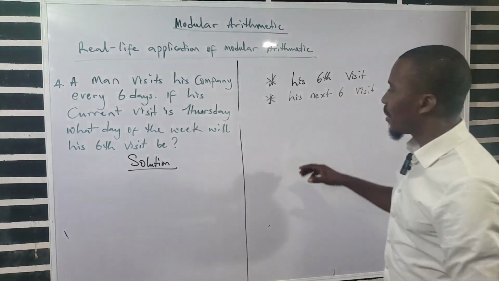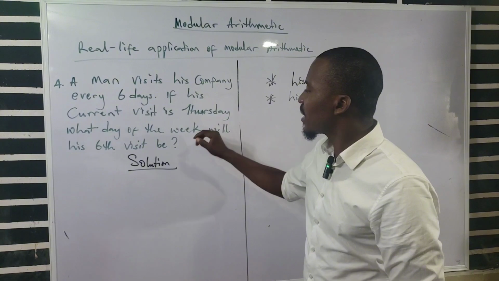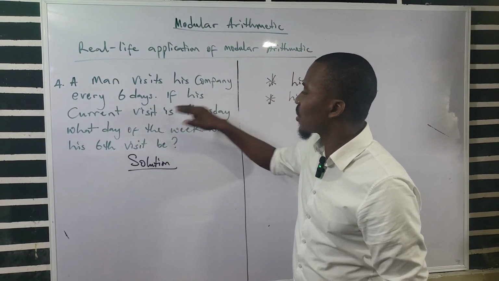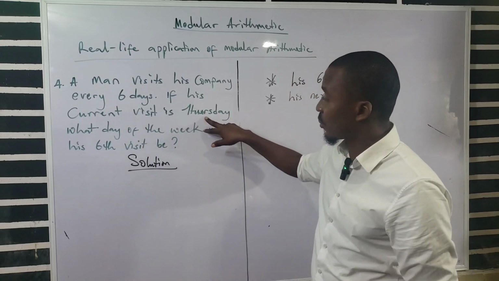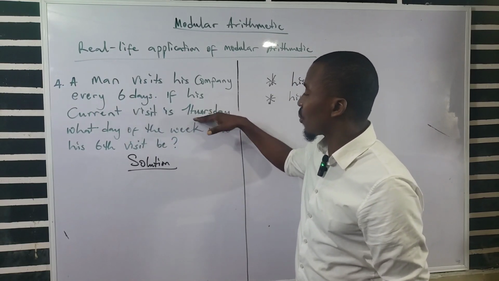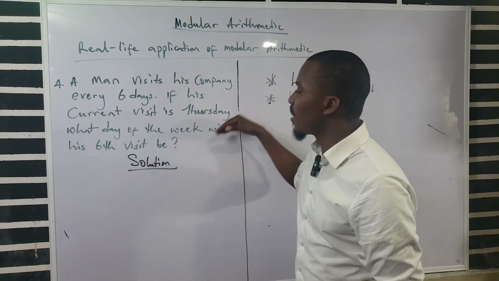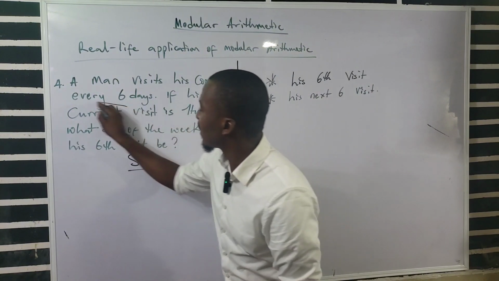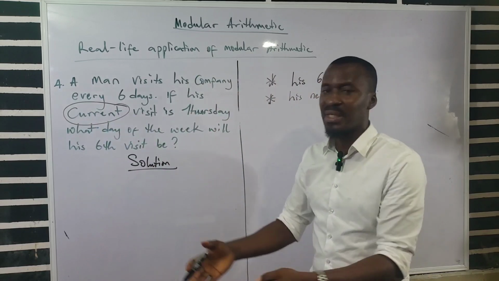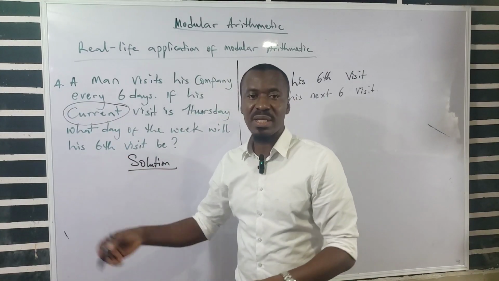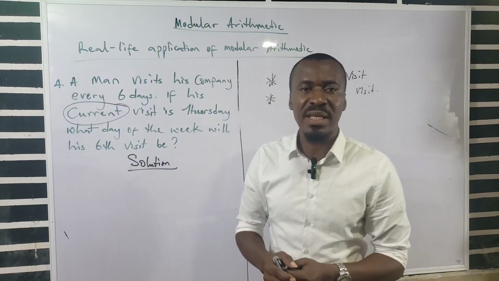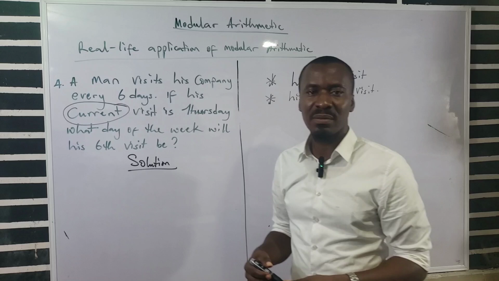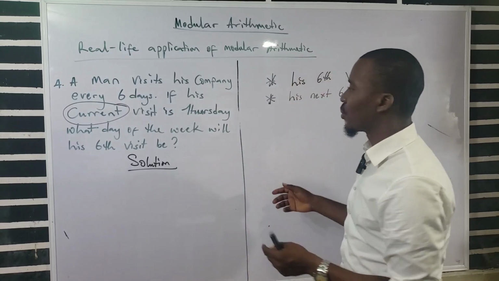So in this question, you will notice that he's currently there. He said that if his current visit is on Thursday, what day of the week will his sixth visit be? That means this current visit here is his first visit. So we are now looking for his sixth visit. The sixth visit will not be in the next 5 visits. Okay, so what are we going to do?